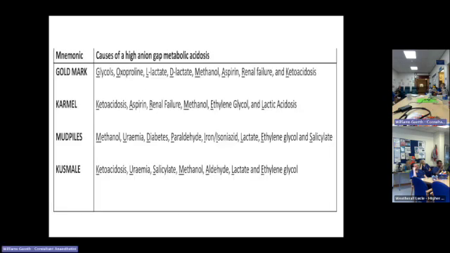I put this in, but I don't like it. It's one of these mnemonics. I don't really get them. Just smart is quite a good one, I suppose. Ketoacidosis, uremia, salicylate, methanol, aldehyde, lactate, ethylene glycol.